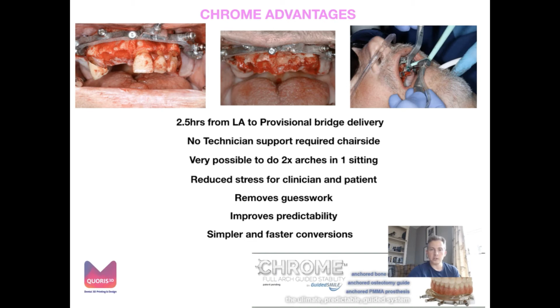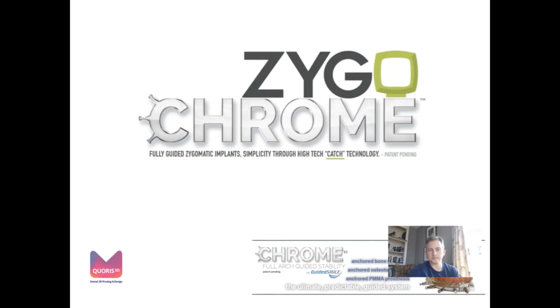So where is that transition line going to be? Remember, planning is mandatory, and the planning has to follow a certain pathway for the case to go into manufacture. You get improved predictability, and very importantly, there are simpler and faster conversions. Rather than having 5 or 6 appointments, taking impressions and fits, this can be done in one conversion visit, and the final bridge fitted the next day or the next visit.